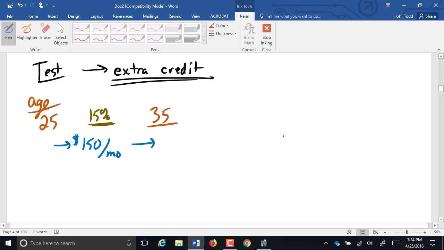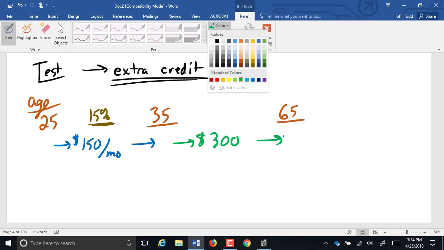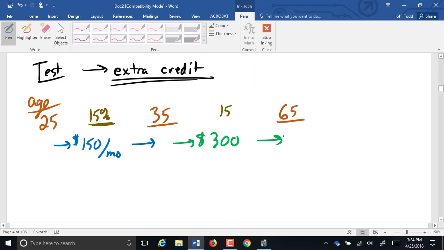From 35 to 65, you've got a promotion at your job. You can now afford to invest, put away $300 per month. We're going to keep it at 15%, just for giggles. How does this calculation work?